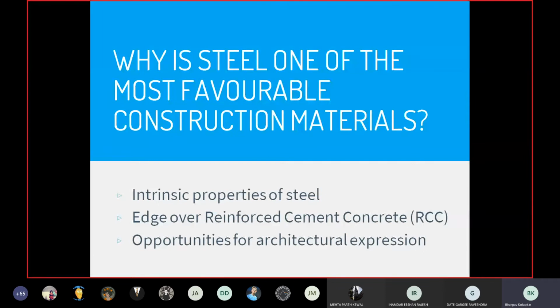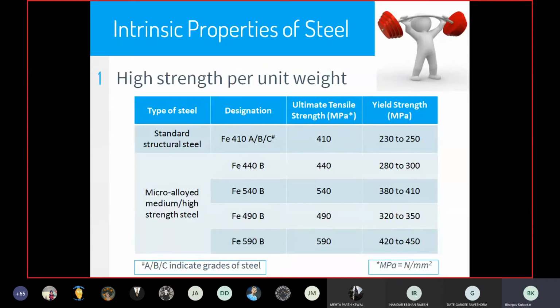Okay, so the first set of favorable conditions is the intrinsic properties of steel, or the inherent properties of steel. First one is very high strength per unit weight ratio. Meaning that for a given weight of a material, how much strength can it take?